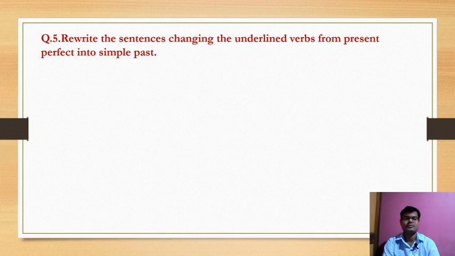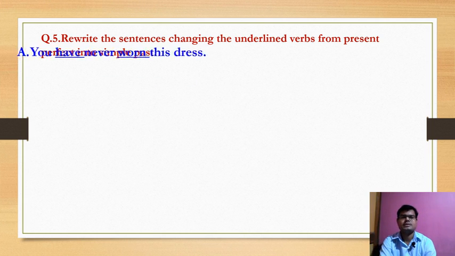Now the next question is: rewrite the sentences changing the underlined verbs from present perfect into simple past. Now we have to do vice versa. Last time, from simple past we changed it to present perfect. Now from present perfect we have to change it to simple past tense. Correct?